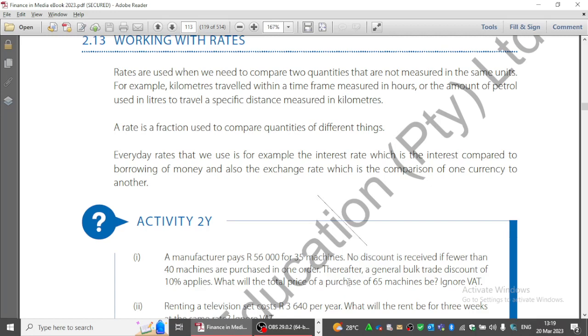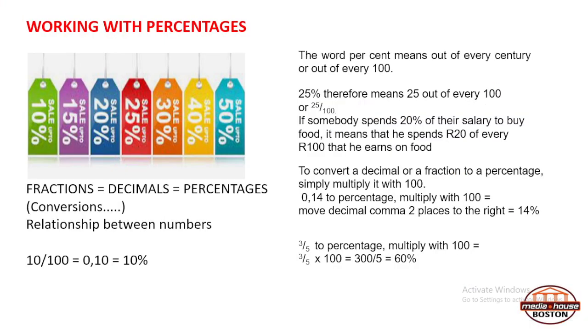But if the discount is only applied on things after 40 machines are purchased, therefore it only applies to those, not the total bulk purchase of 65. So that is it in terms of working with rates, percentages and ratios. Let's take a look at our lesson and see what we have on the slide.